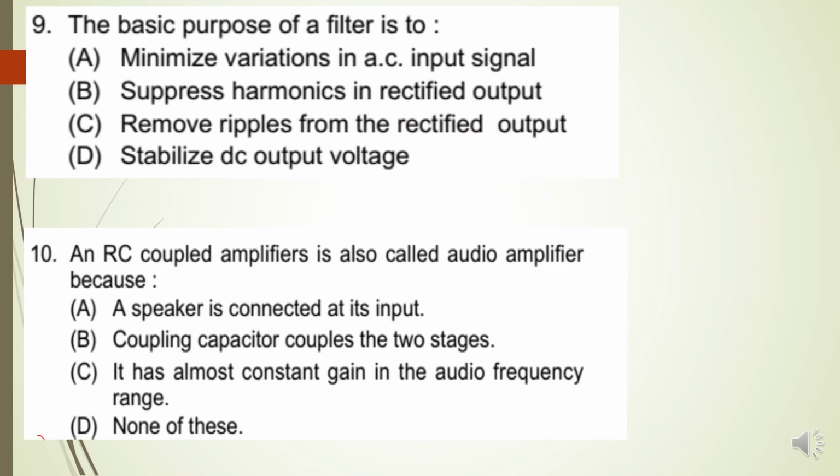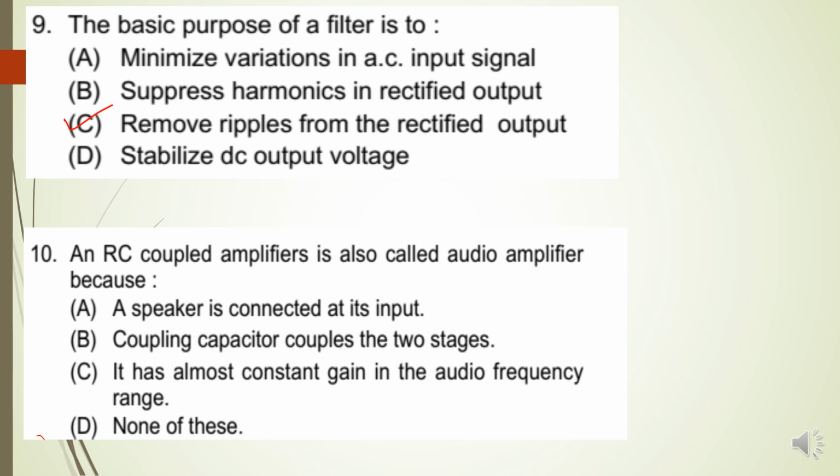The basic purpose of the filter is to: A. Minimize variations in the AC input signal. B. Suppress the harmonics in the rectified output. C. Remove ripples from the rectified output. D. Stabilize DC output voltage. The answer is option C. That is, removes ripples from the rectified output.